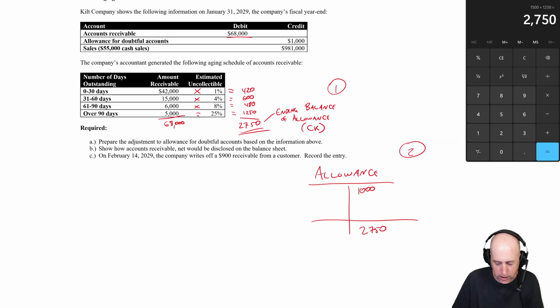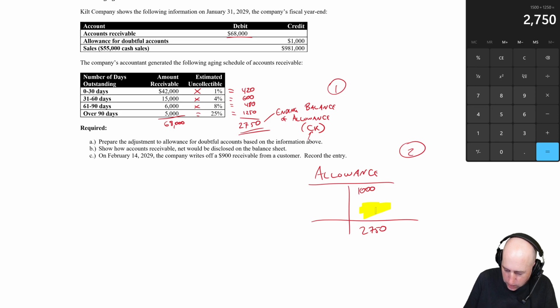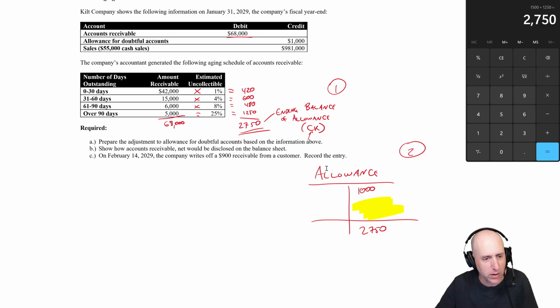It was 1,000 credit. It's got to end at 2,750 credit, as I noted. So what's the difference here? How do I get from 1,000 to 2,750? What's the missing number, right? We're missing a number. What number is missing?